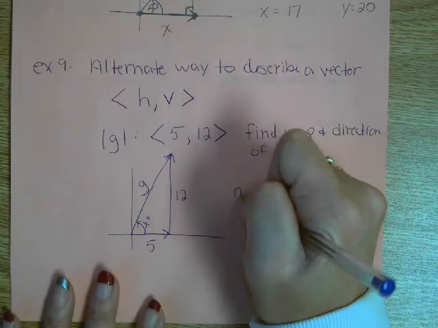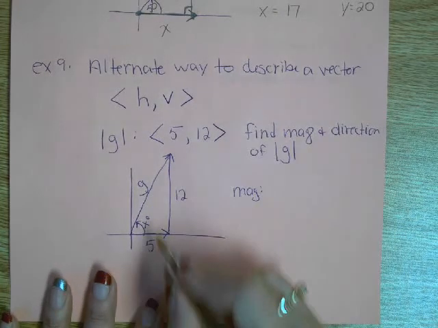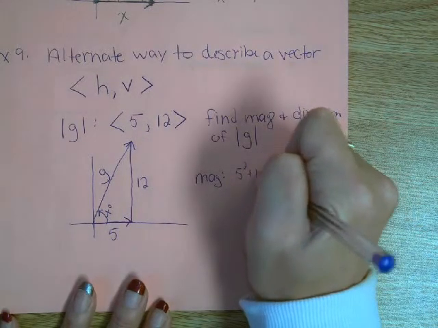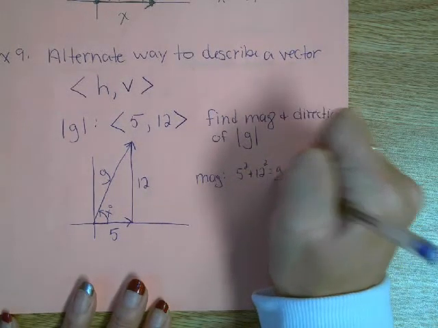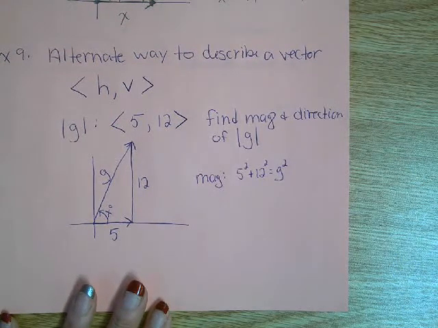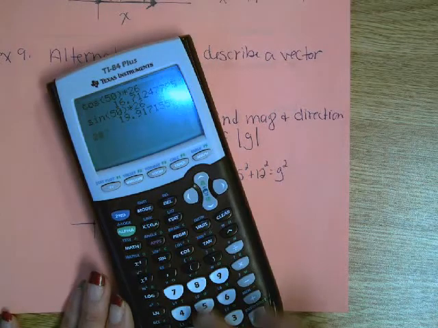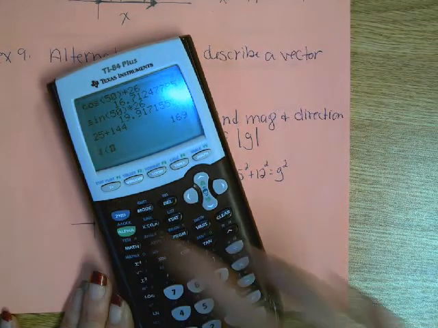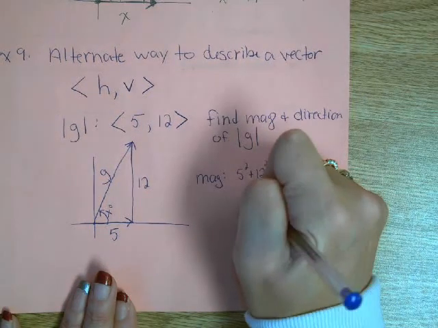So, magnitude is just simple Pythagorean theorem. 25 and 144, square root, 13. So magnitude is 13.